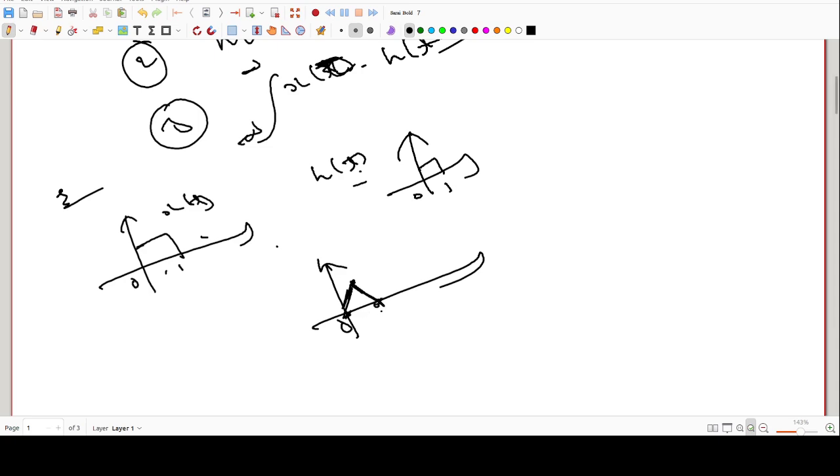It's a triangle. So what's the convolution of two equal rectangular pulses? The result is a triangle: two simple boxes, one smooth triangle. That's convolution.